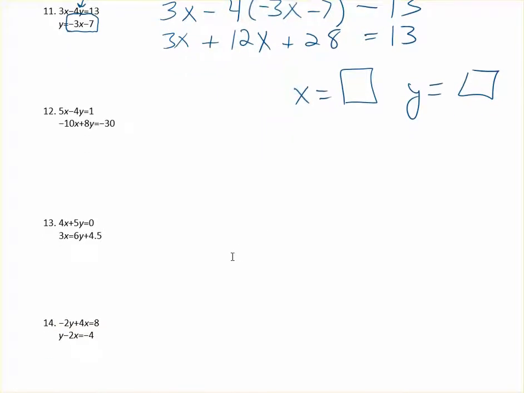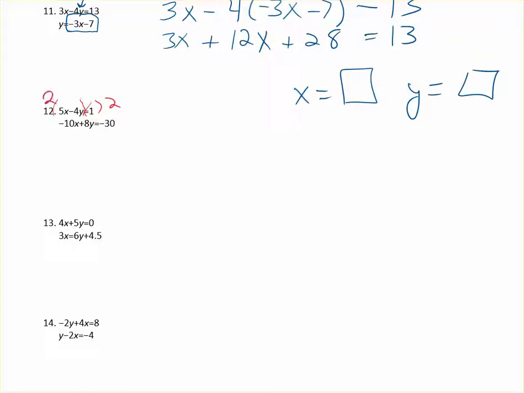Let's see, how about let's start number 12. Number 12 says 5x minus 4y equals 1, and negative 10x plus 8y equals negative 30. Now you get to pick if you want to use substitution or elimination. You could probably use elimination with this one fairly easily. You could divide everything on the second equation by 2, or you could multiply everything in the top by 2. I guess I'll go ahead and multiply everything in the top by 2.